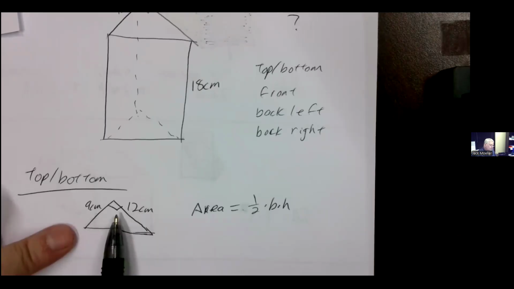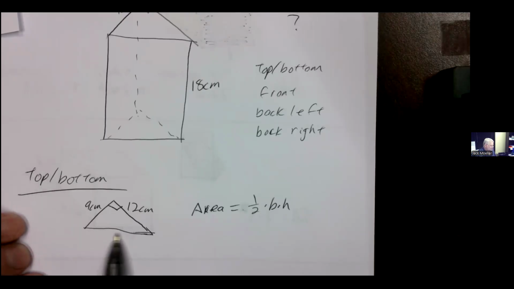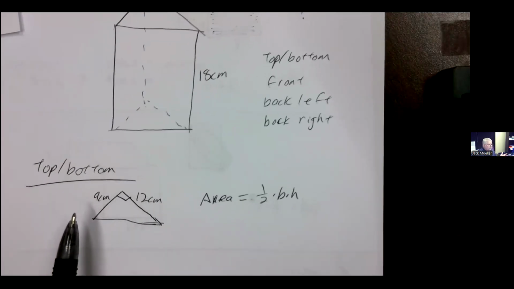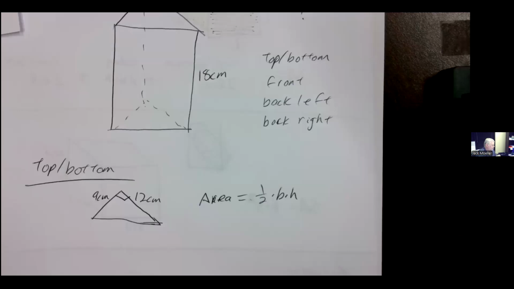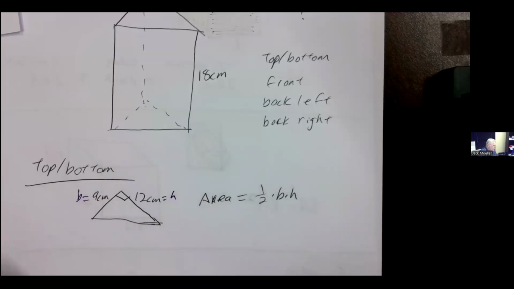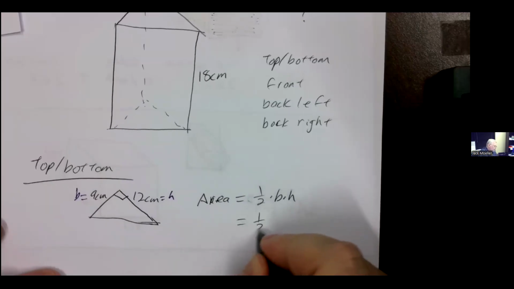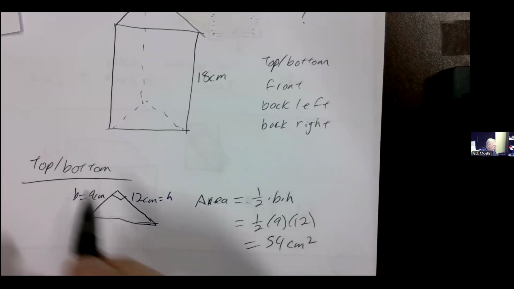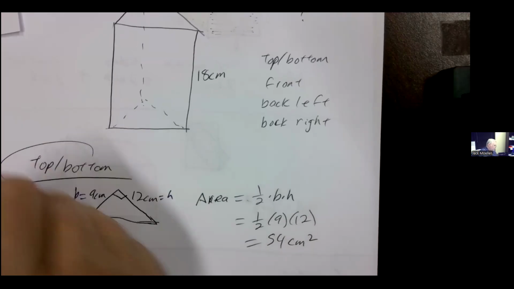Does it really matter which one's base and height? No. It may look weird because normally we would put the base down here and then draw up. But since these are perpendicular to each other, one of those is the base and one is the height, so it doesn't really matter. I'm just going to call this one the base and that one the height. The area is 1/2 times 9 times 12. So that is 6 times 9, which is 54 centimeters squared, because we're dealing with area. Now there are two.